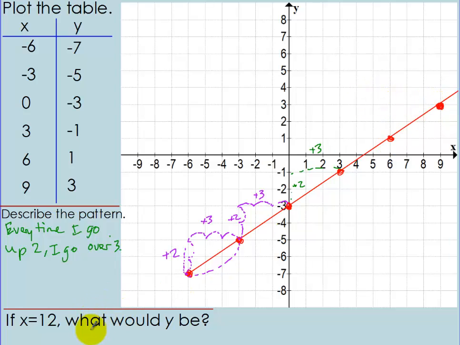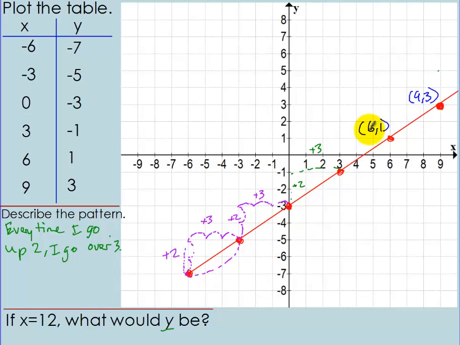So that's the pattern. Now, using that pattern, if x is 12, what's y going to be? Well, I don't see 12 on here, right? But I do have 9 on here, and 12 will be beyond. But I know if I go to the next point on my pattern, so if 9 and 3 is the next point, my next point is going to go up 2 and over 3. So the x values are changing. Let's actually plot those points a little bit. So this point's going to be 6, 1, and this point's going to be 9, 3.